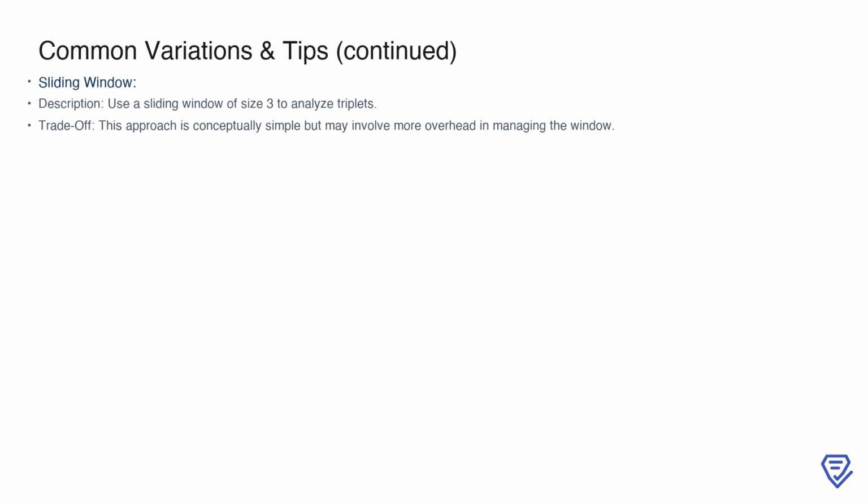The sliding window technique is another alternative worth mentioning. Here, you maintain a window of size 3 to analyze triplets of elements as you move through the array. While conceptually straightforward, managing the sliding window can introduce additional overhead, especially in how you update and maintain the window boundaries. Each of these approaches has its own trade-offs, so it's important to consider both the problem constraints and the input size when deciding which one to use.